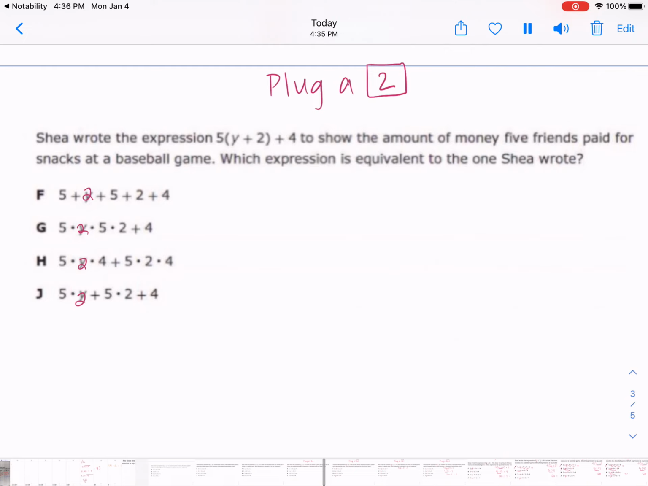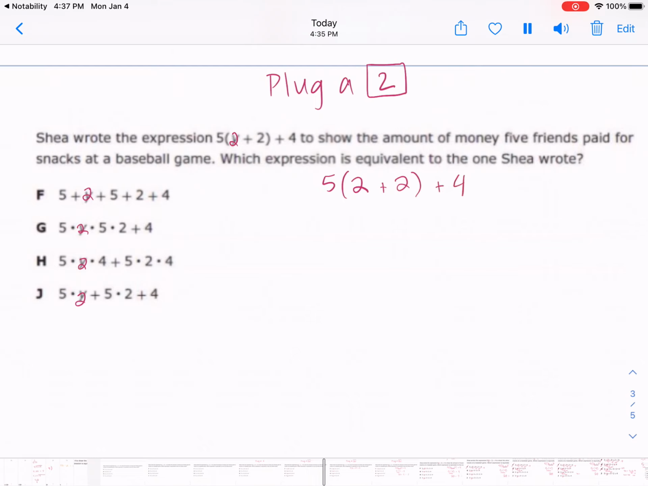Make sure I didn't miss any. And I can pretend like I know that number and just solve it and see if I get the same thing. Now, if I get the same answer, then that means they're equivalent. So let's try it with our actual problem. So we have 5 times, now remember, instead of a y, I'm going to write a 2, plus 2, plus 4.